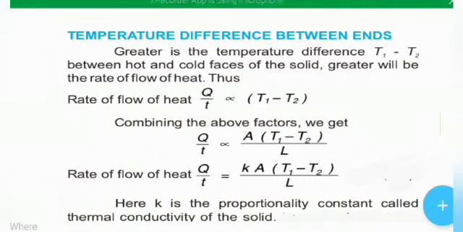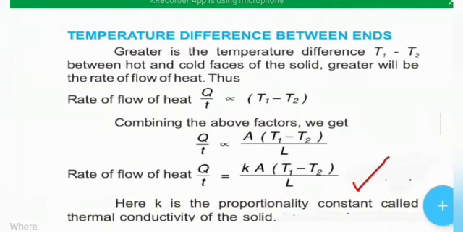So students, when we combine all of these factors that affect the rate of flow of heat, then the final equation will become Q divided by t is proportional to A into (T1 minus T2) divided by L. So when we convert this proportionality into equality, it will become Q divided by t equals K A into (T1 minus T2) divided by L.